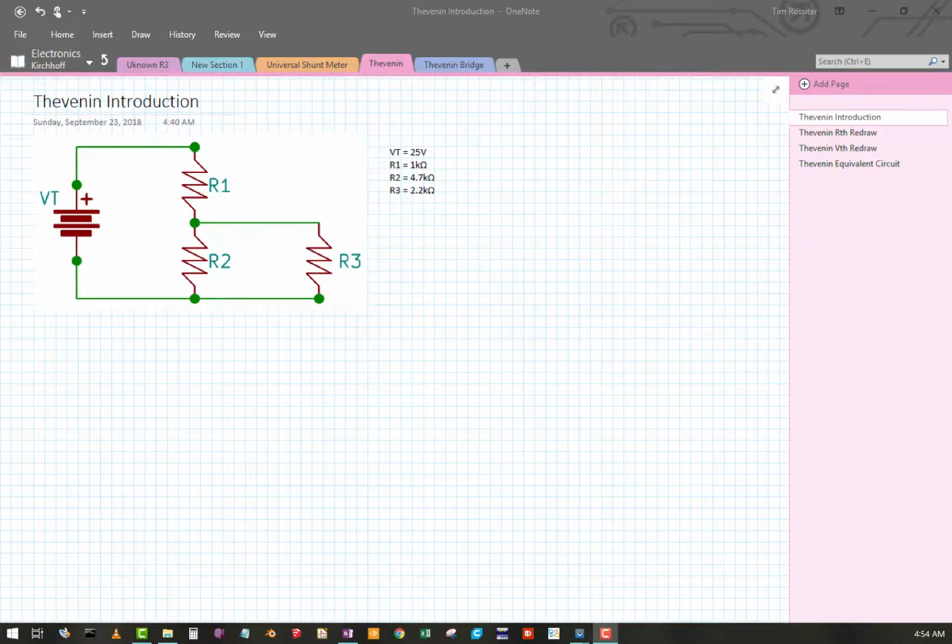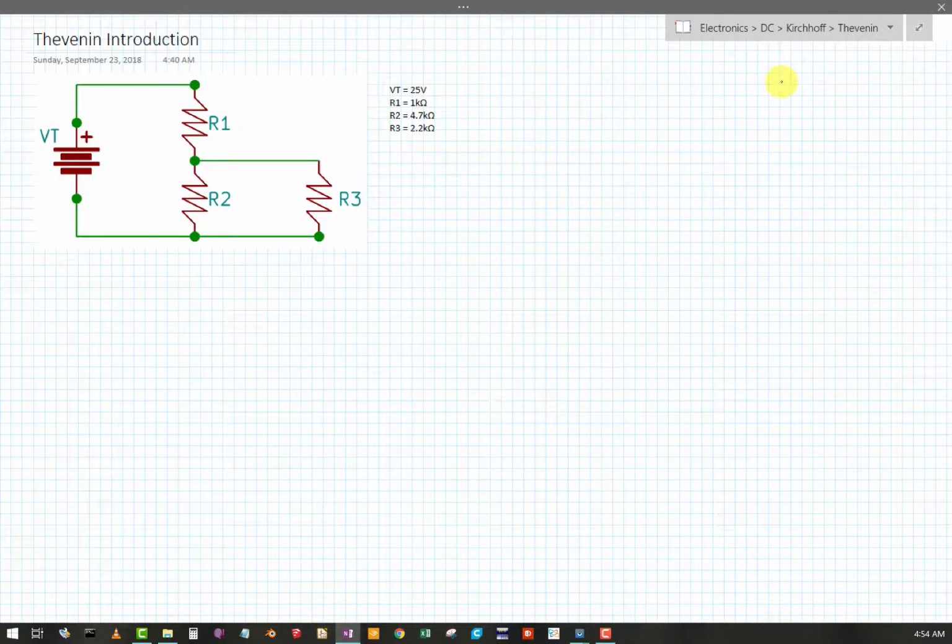Alright, so today we're gonna do a little introduction to Thevenin's theorem, or Thevenin analysis. So I have a little series parallel circuit, really simple configuration, and I'm going to use Thevenin's analysis to solve this circuit.